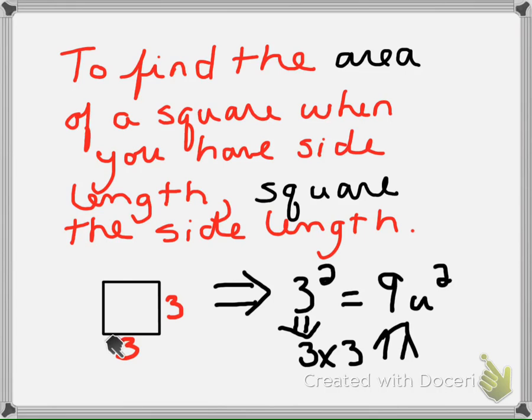And so when you multiply base times height of a parallelogram, and a square is a parallelogram, you get the area. The reason it's called squaring is because you're multiplying it by itself, and it always works for a square. So 3 to the second power, or 3 times 3, is equal to 9 units squared. Okay, that's how you find the area when you know the side length.